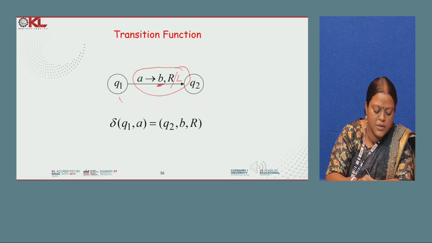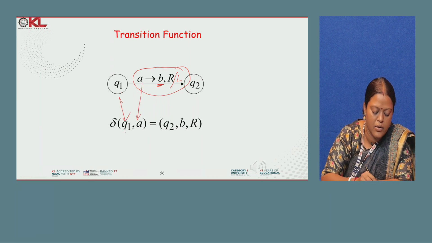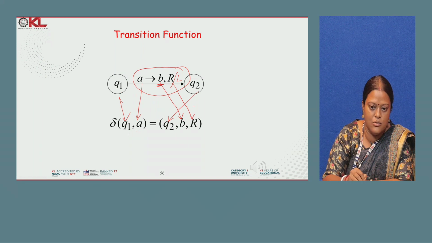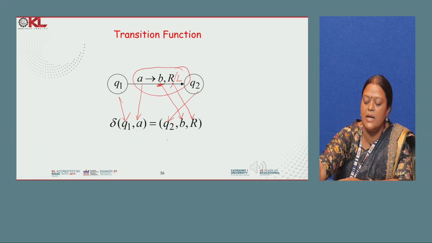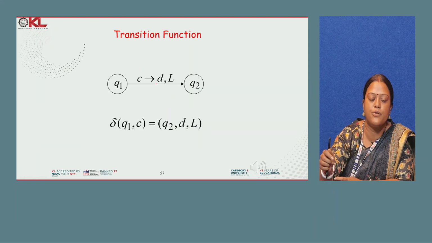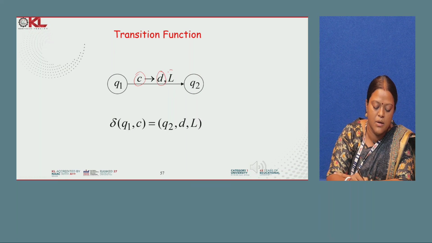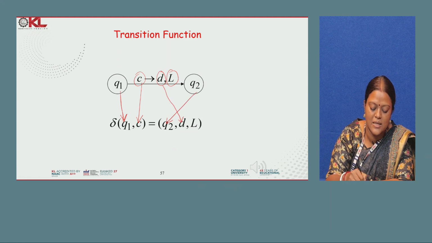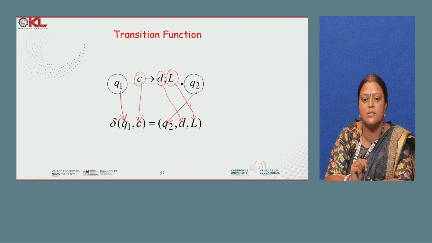Delta is like this: on q0, we read a symbol, then we go to a new state q2, we write something in place of a, that is b, and we go to the right-hand side. So this is a transition function. Another transition: if we go in the left direction and c is replaced by d, then on the state q1 we have read the symbol c, we went to q2, we write D in place of C, and we go to the left-hand side. So this is the transition function.